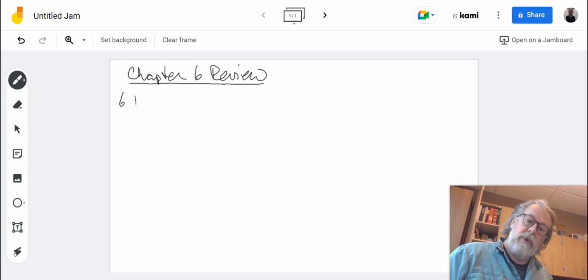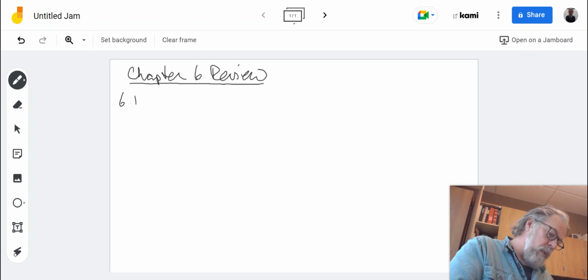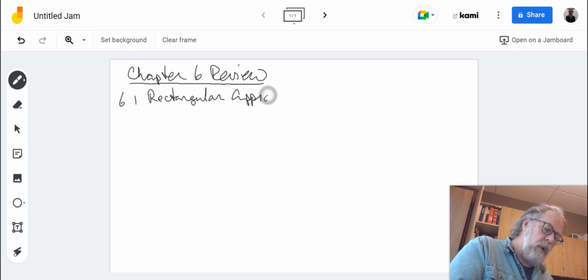A quick Chapter 6 review. What do you need to know from 6.1? You need to know about rectangular approximation. These are called Riemann sums, and there are three ways to do it.